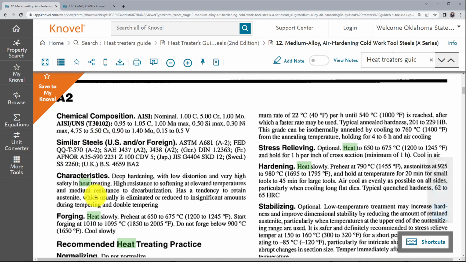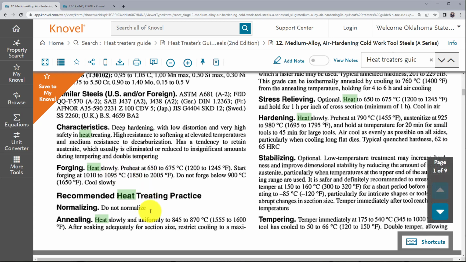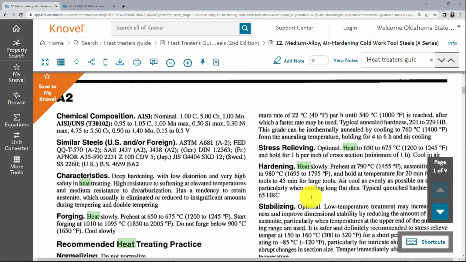Again, it's going to tell us some characteristics: this is a deep hardening steel, low distortion, very high safety. Remember we talked about safety in heat treating? That's this one. This is the nice one. 4140 may not be as safe. We'll see how safe it is through the lab when we actually heat treat it. But down here it talks about annealing this sample out. Over here it has hardening.